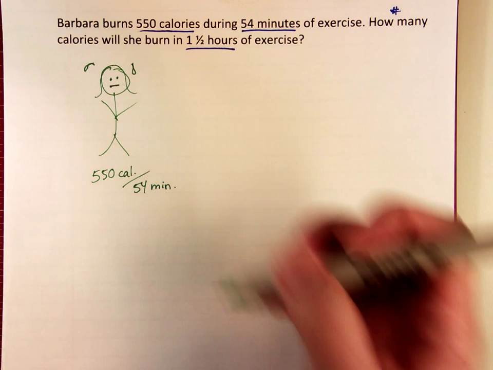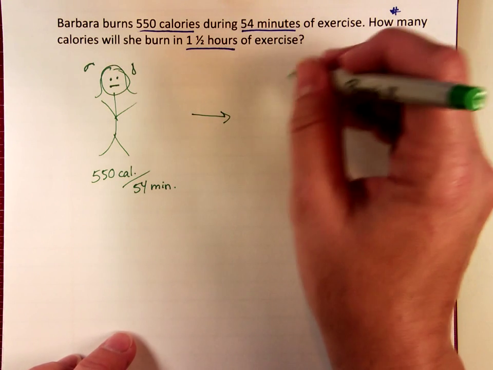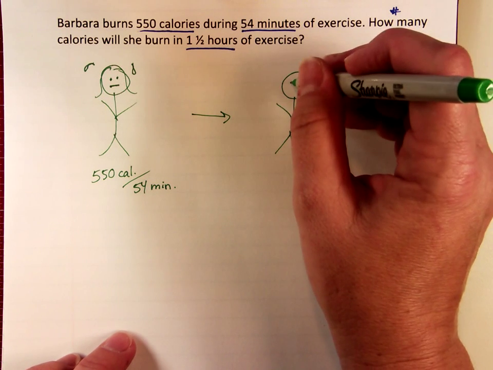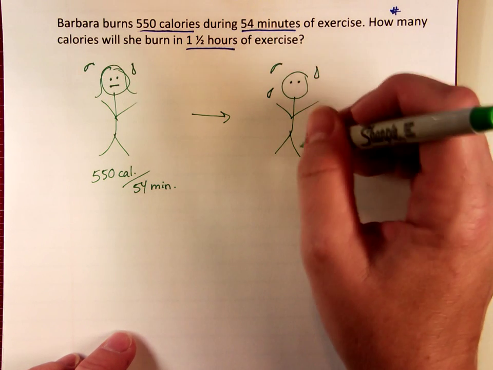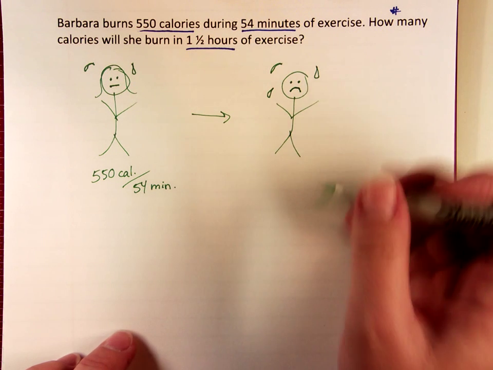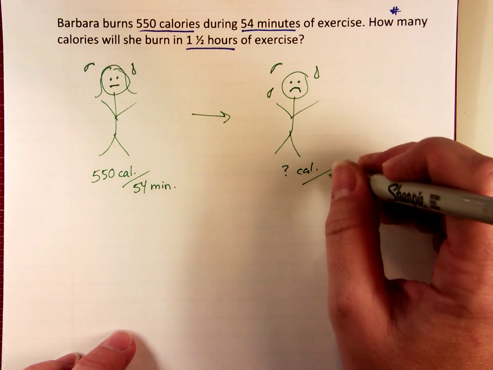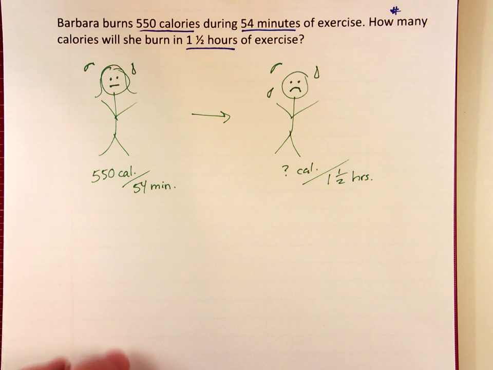Now, let's say the next day she goes back for more punishment again. She exercises for a little bit longer. So she's still sweating, perhaps a few more droplets of sweat, right? And she's even less excited about this one. She burns an unknown number of calories, but she stayed longer. She stayed for 1.5 hours. Okay, that's kind of a quick visualization of our problem.